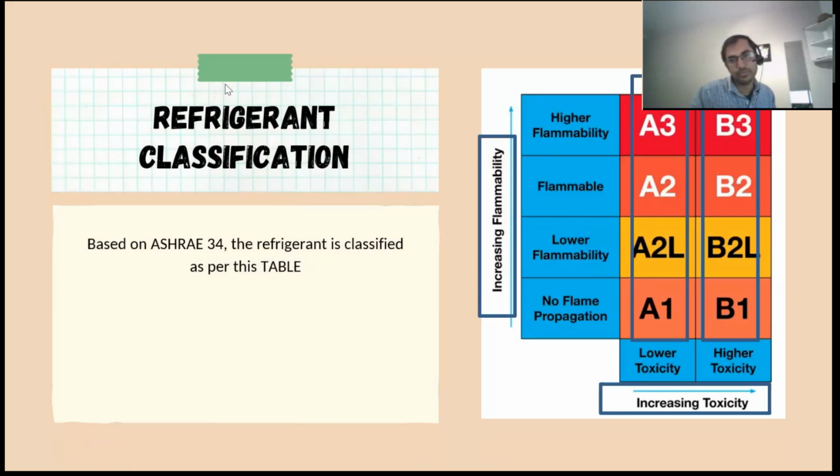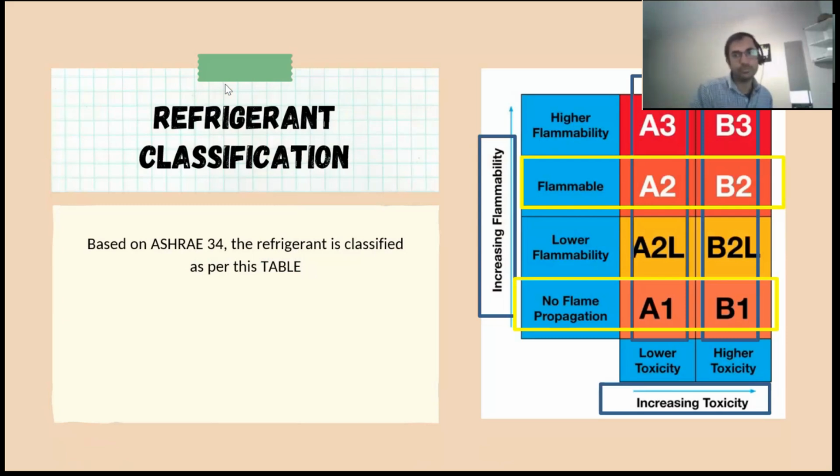Simultaneously, about flammability: 1, that's A1 or B1, means no flame propagation. If you see 2, like A2 or B2, it is flammable. And 3, A3 or B3, means higher flammable. There is one more, A2L or B2L, which is lower flammability. So A means lower toxicity and B means higher toxicity. Now 1 means no flame propagation, 2 means flame propagation, flammable, and 3 means higher flammable.